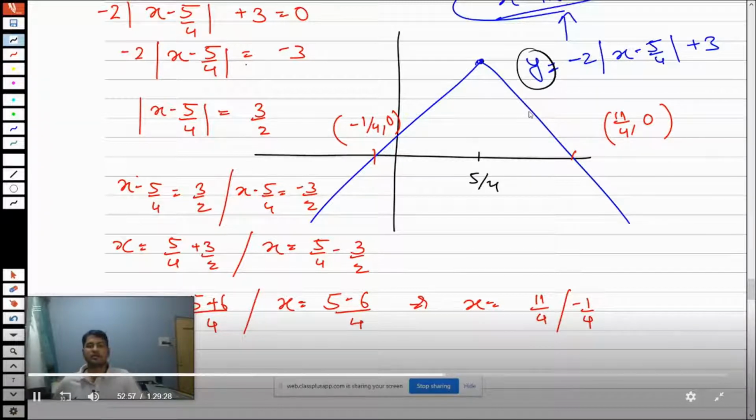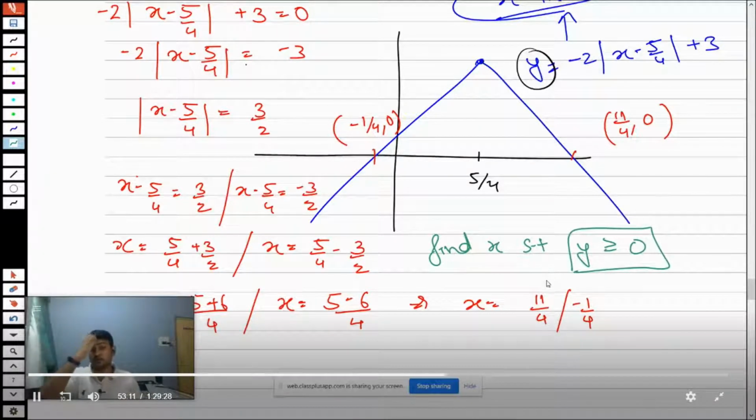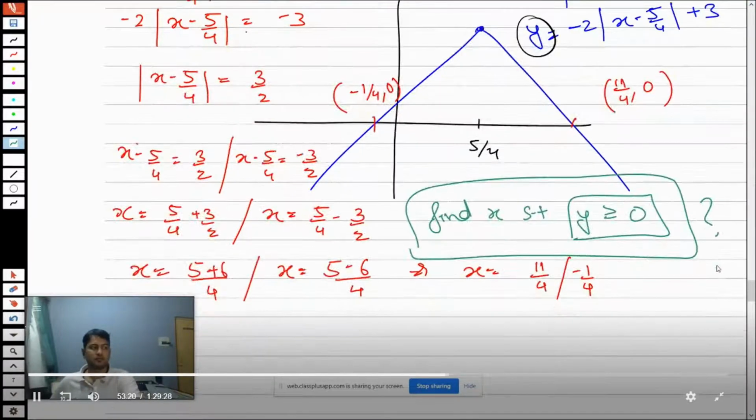Okay, so if this function was y and somebody asks you to find x such that y is greater than or equal to 0, what values of x will you report? So the function is positive everywhere above this, in this yellow region, so between the intercepts. Yes, Ajit, that's the correct answer. So the answer for this one is x belonging to minus 1 by 4 to 11 by 4, close bracket. That is the correct answer.